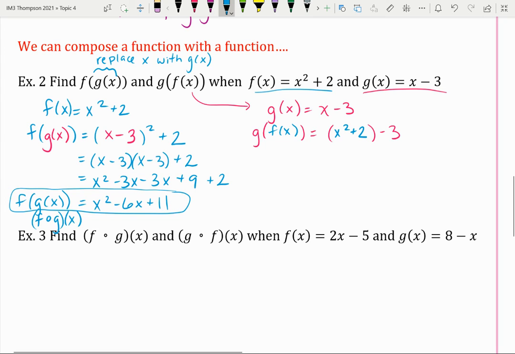Questions here? Okay. Then I just perform whatever operation I've got. In this case, I just combine the 2 and the 3. And I'm left with x squared minus 1.